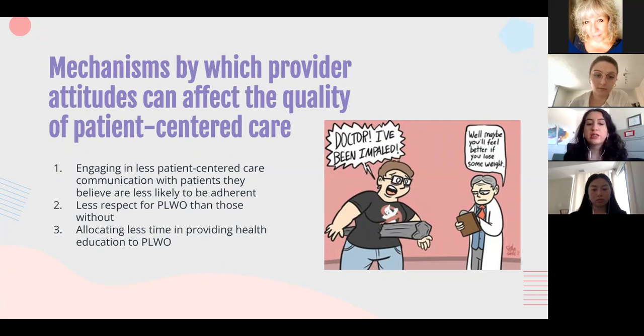So we selected this picture here because we thought it properly illustrated the point we were trying to bring across in a very dramatic way. So you've got a patient walking into the clinic saying, "Doctor, I've been impaled." And the doctor responds with, "Well, maybe you'll feel better if you lose some weight." Now, we're not saying that this would necessarily happen in a real life situation. However, it really goes to show the attitude that certain providers may have when dealing with people living with obesity.